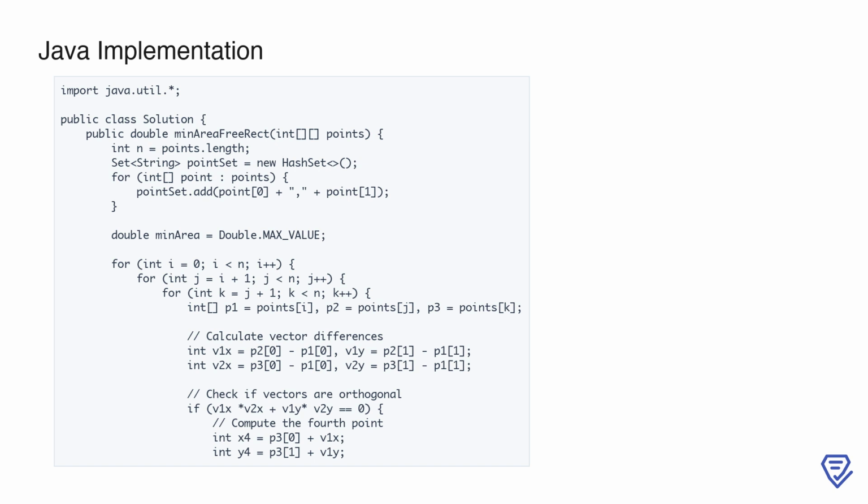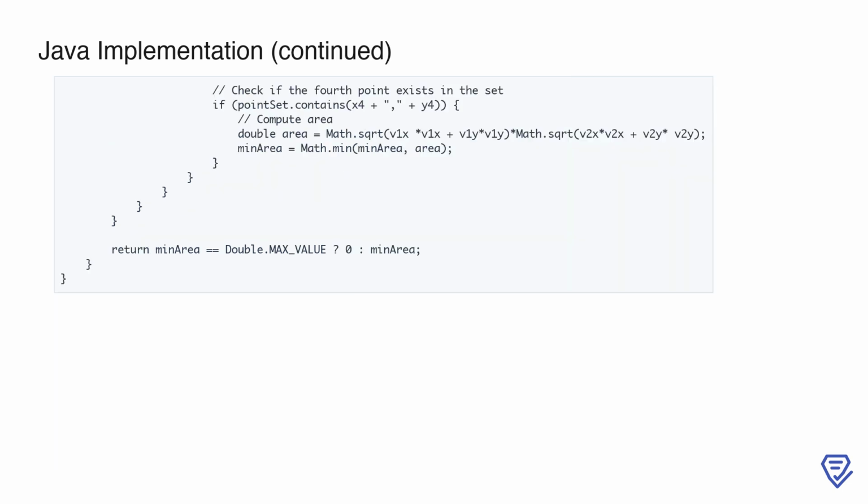For each triplet of points, P1, P2, and P3, we calculate vector differences. Specifically, V1 represents the vector from P1 to P2, while V2 captures the vector from P1 to P3. These vectors allow us to determine the orientation of the points. To check if these vectors are orthogonal, we calculate their dot product. If the dot product equals 0, it means the vectors form a right angle, which is a necessary condition for a rectangle. When this condition is met, we proceed to compute the coordinates of the fourth point, x4 and y4, by extending vector v1 from P3.